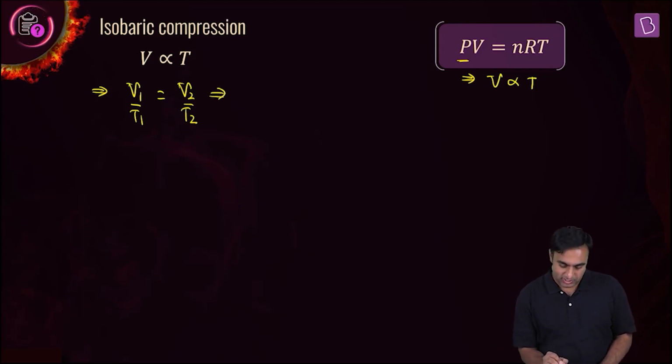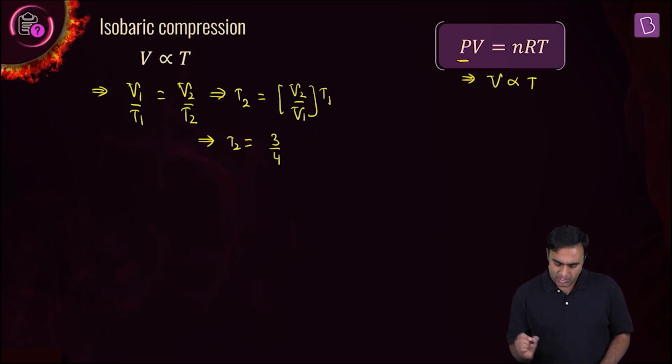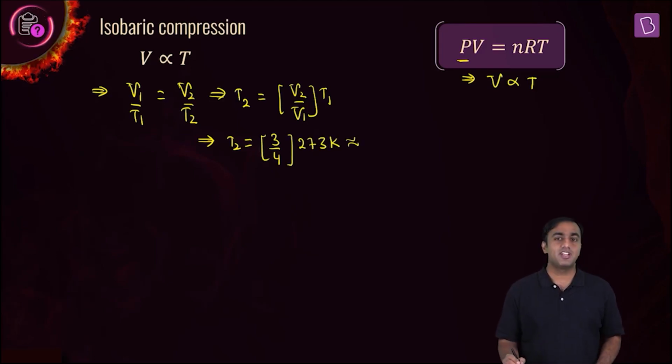So let's find that out after substitution. T2 turns out to be V2 by V1 into T1. What is V2? 0.75 meter cube or 3 by 4 meter cube. V1 is 1 meter cube, so the ratio turns out to be simply 3 by 4. What is T1? It is 0 degrees Celsius or 273 Kelvin. And if you simplify this, you will get approximately 205 Kelvin. Now we know the final temperature.